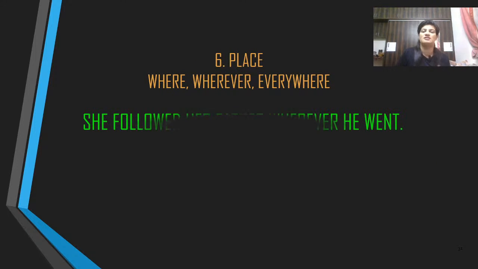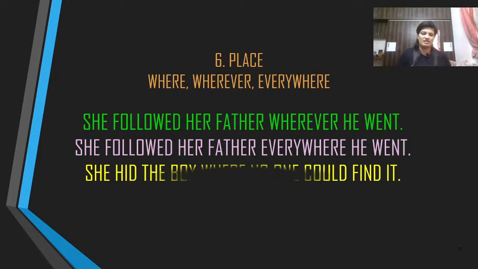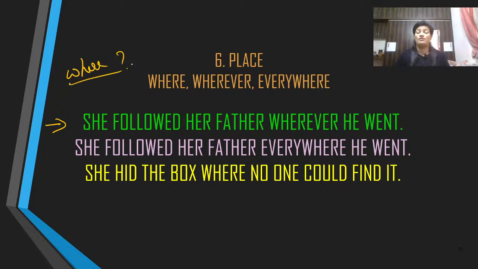This is pretty easy. The conjunctions that speak about the place are nothing but where, wherever, everywhere. Just take a look at these examples given. She followed her father where? It answers the question where. She followed her father wherever he went. She followed her father everywhere he went, or she hid the box where no one could find it. So the conjunctions over here are wherever, everywhere, and where.